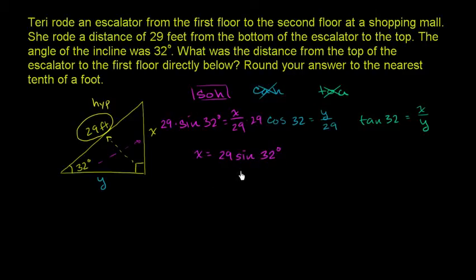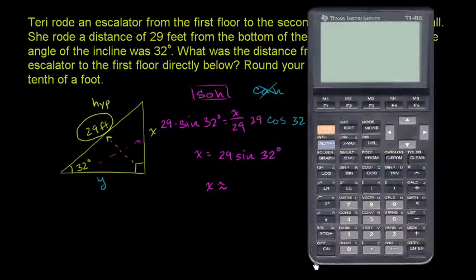And we'd want to use our calculator at this point if we want to find an approximate value of x rounded to the nearest tenth of a foot. So we get x is approximately equal to 29 times the sine of 32 degrees. Want to make sure you're in degree mode. And you get 15.3676, and it keeps going on and on and on.